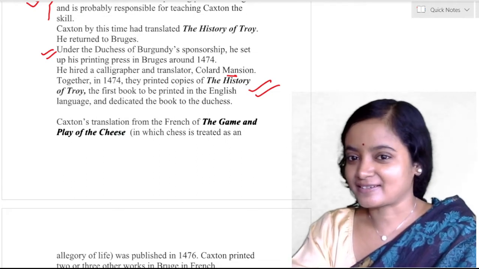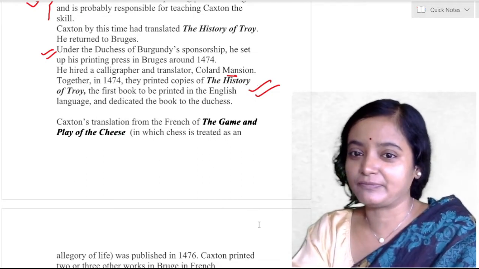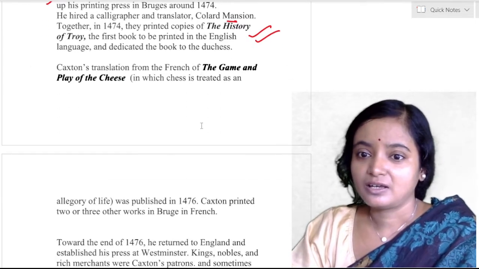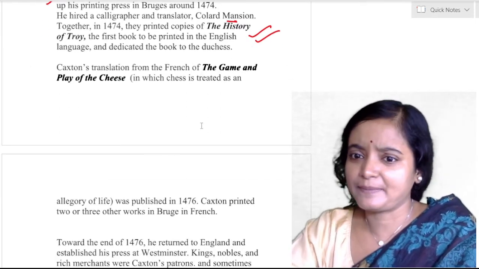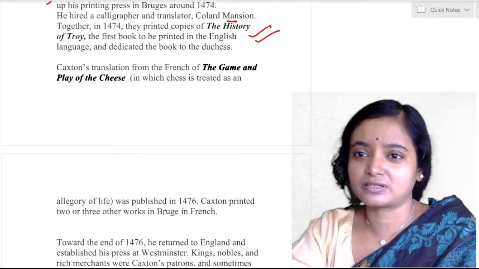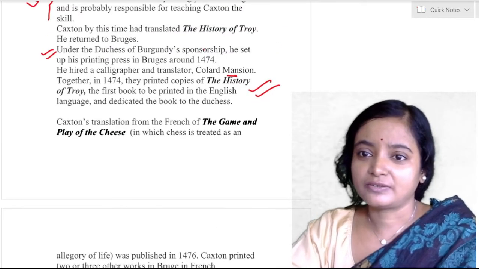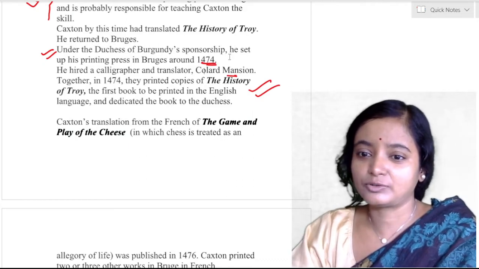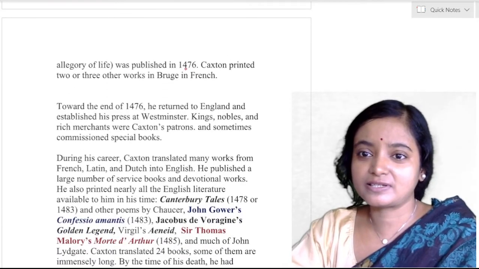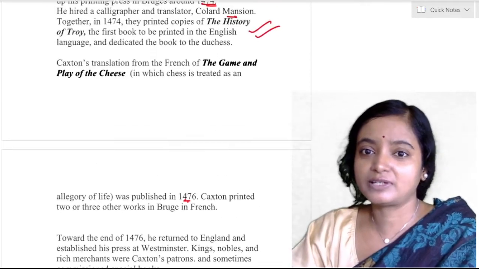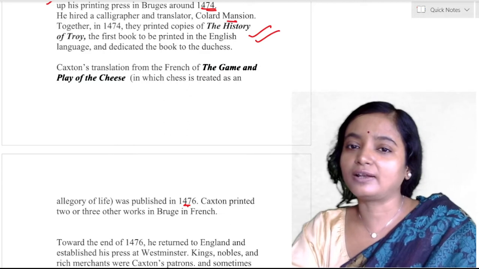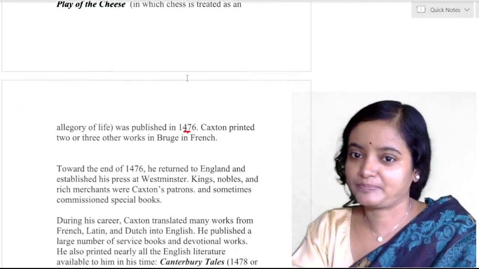Now Caxton's translation from the French, The Game and Play of the Chess, was also published after that, in 1476, a 2 year gap. In 1474 he published The History of Troy, the first publication in his own printing. And then 2 years later, in 1476, he translated and published The Game of the Play of Chess. So these all are actually translated publications.